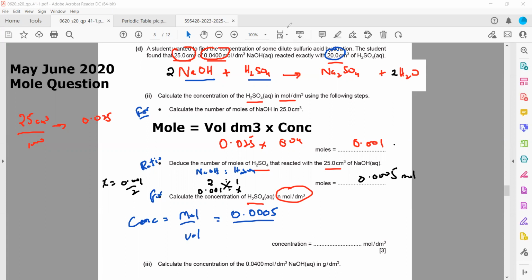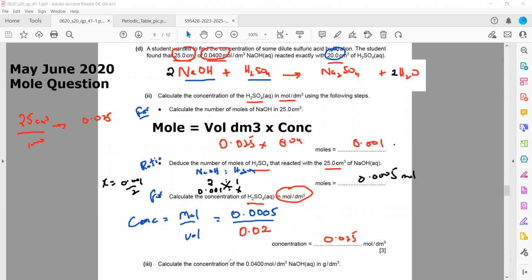But whenever you substitute, it should always be in dm³. So it will be 20 divided by 1000, so 0.02 will be there. So when you divide 0.0005 by 0.02, what's the answer? That will be the concentration. So it will be 0.025. So the concentration is 0.025.